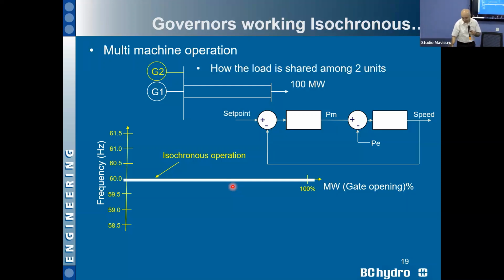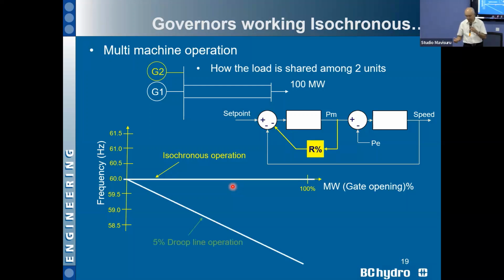Since you cannot definitely share the load in a coordinated manner, they introduced one called droop. Technically, you take the mechanical power, and you measure the mechanical power or electrical power, and you change your set point based on the power. So now the new unit that is coming on, G2, instead of making it isochronous, comes as a droop line where its set point is automatically changed based on its load.